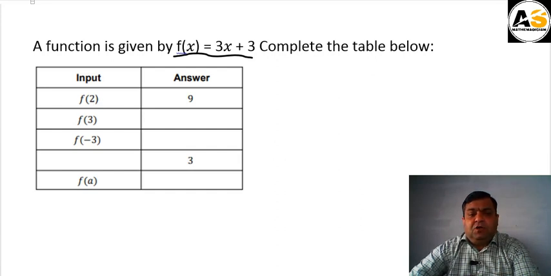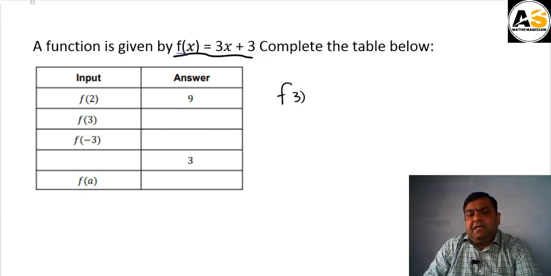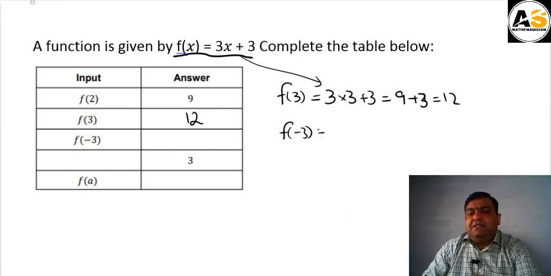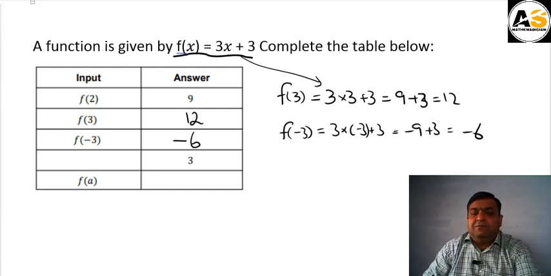And in the last column row we have to find f of a. Let us complete this table. F of 3 is equal to, this is the function, we will replace x by 3. 3 multiplied by 3 plus 3, which is equal to 9 plus 3, 12. So f of 3 is equal to 12. F of minus 3, this will be 3 multiplied by minus 3 plus 3, which will be minus 9 plus 3, minus 6. So f of minus 3 is minus 6.